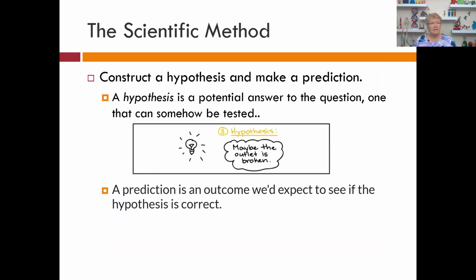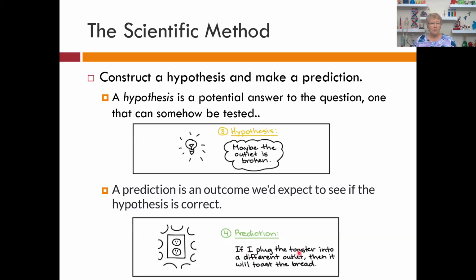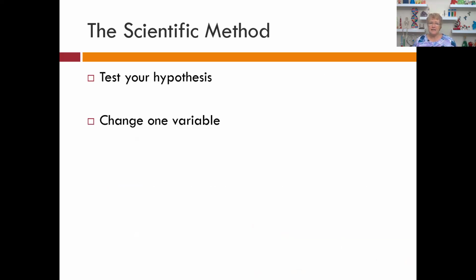So in this case, we have, if I plug the toaster into a different outlet, then it will toast the bread. Now, the next thing after making our hypothesis is to test it using just that one variable, the if, the only thing that we're going to change. In a good scientific experiment, we only change one thing, so we're sure what caused the effect that we see. So our test, what's our test going to be? Remember what our hypothesis is. What is our experiment?